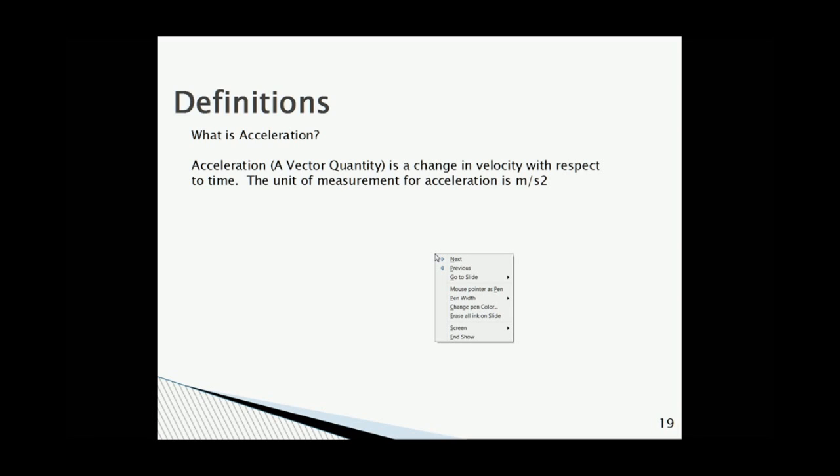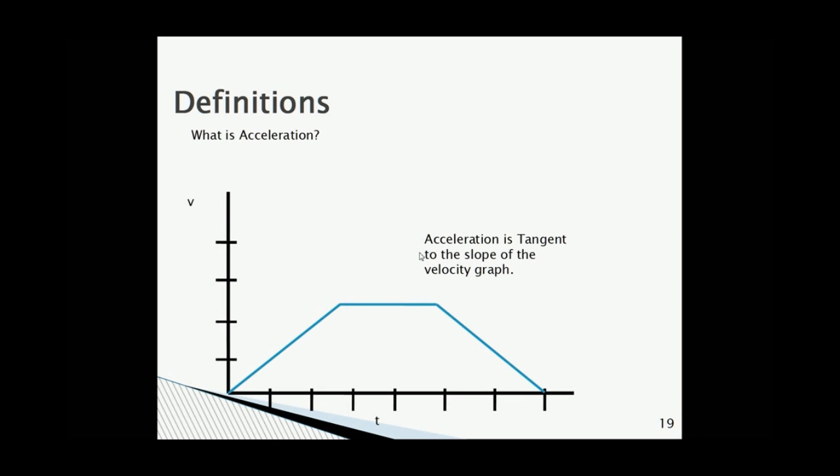Okay, let's go ahead and look at acceleration graphically. Here we have a velocity versus time graph. Now, acceleration is tangent, just like velocity, and velocity is tangent to the slope of displacement, and displacement is tangent to the slope of the position graph. Acceleration is tangent to the slope of the velocity graph. Once again, I'm going to draw this out. But acceleration is the change in velocity with respect to time. And here we see it is tangent to the slope of the velocity graph.